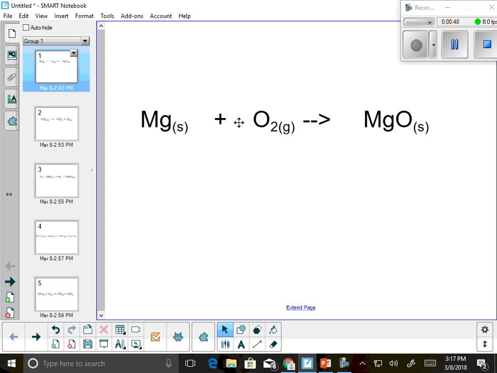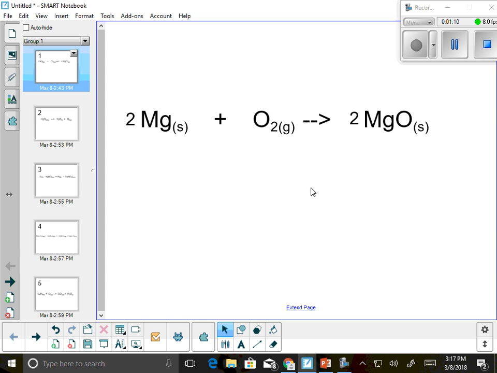Right here is what I'd start with, the formula for each, and then I'd recognize that my oxygens are not balanced. So to balance my oxygens, I would need to put a 2 in front of the MgO. 2 oxygens, 2 oxygens. But now my magnesiums aren't balanced. So I would have to put a 2 in front of the magnesium.